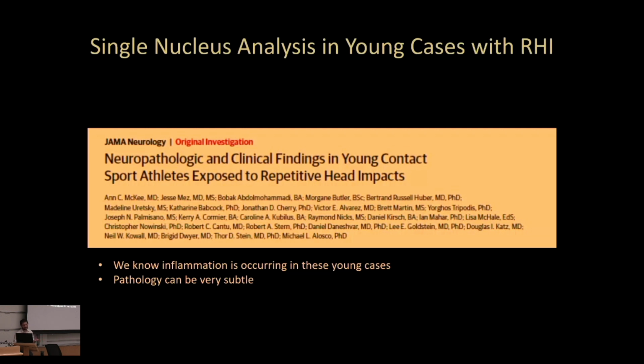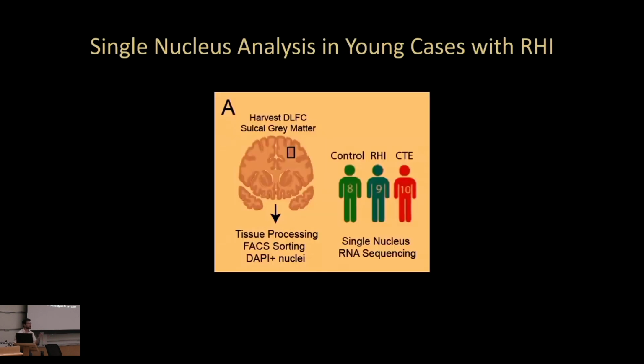Well, we know inflammation is occurring in these cases, and we know inflammation and pathology can be very subtle. So we want to use our techniques, the single-cell sequencing techniques, to look at this, and that's what we're doing. We're taking gray matter from the frontal cortex. This is the area of the brain where pathology first occurs. We're going to process it for single-cell sequencing. We're going to look at 3 different groups.